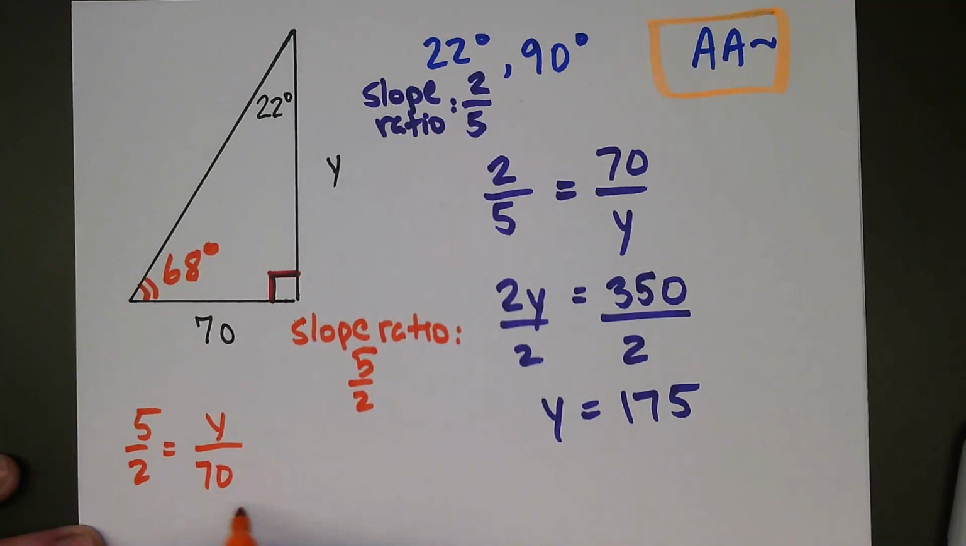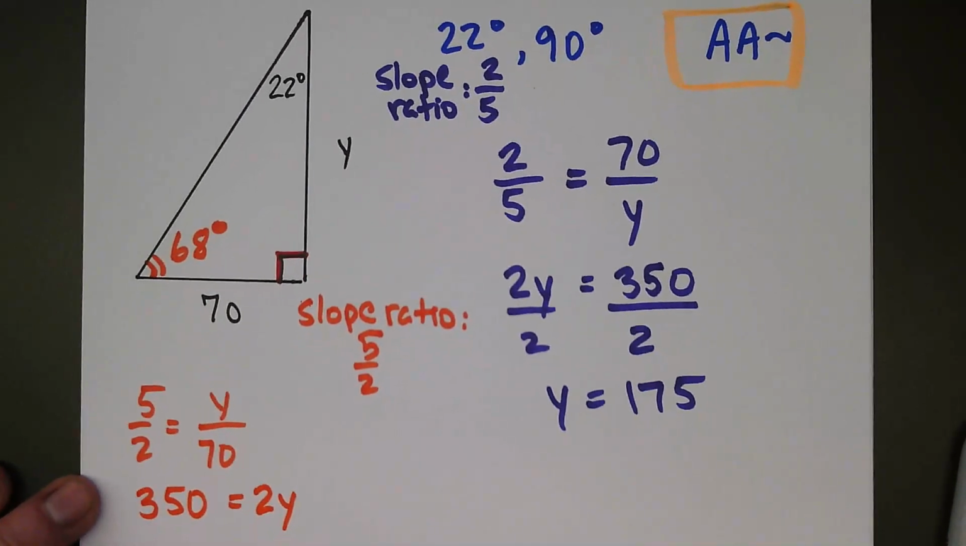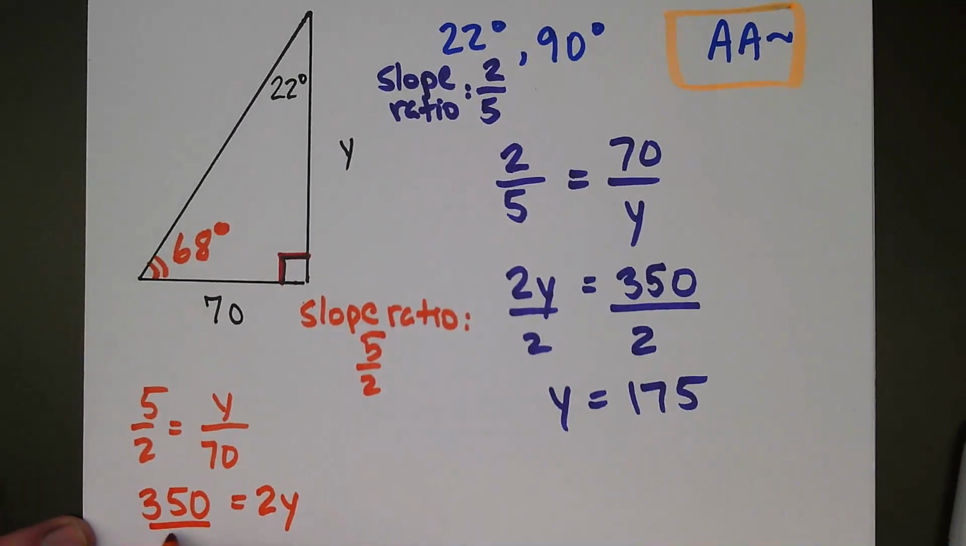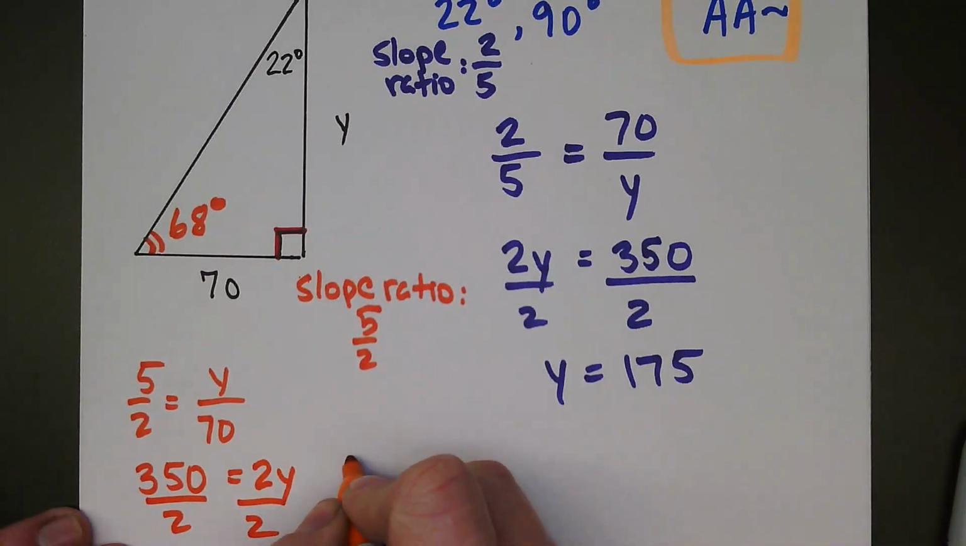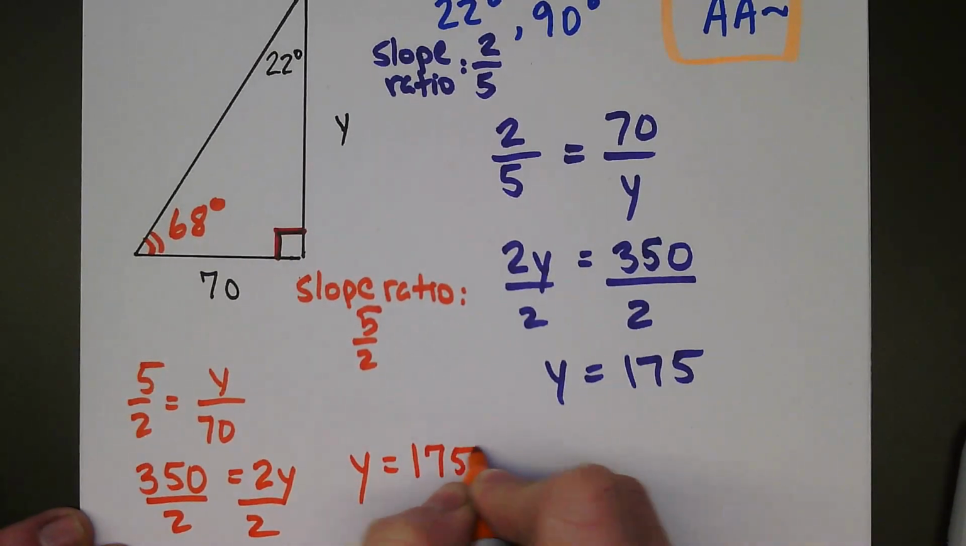And then look what I get here. I actually get the same cross products. 5 times 70 is 350. That equals 2y. And hopefully, unsurprisingly here, I would get the same answer, right? I divide both sides by 2, and we get y is equal to 175.